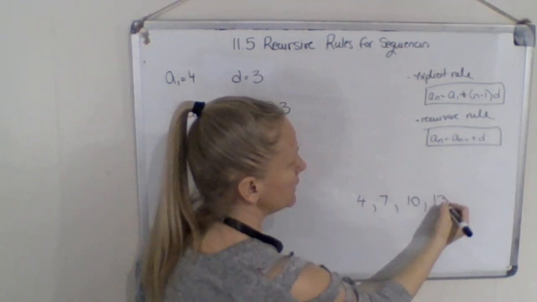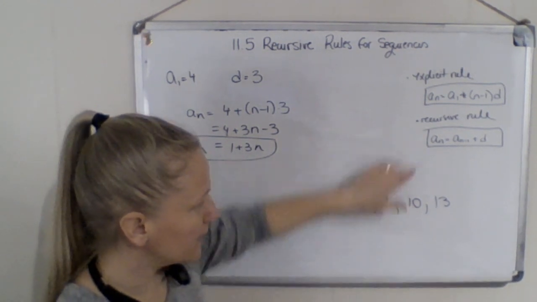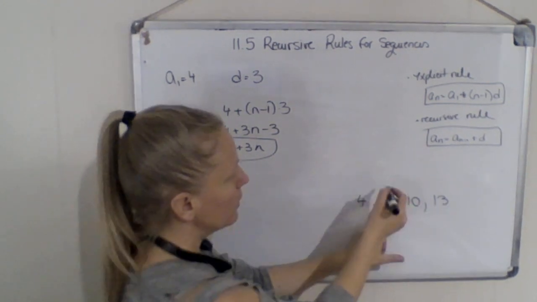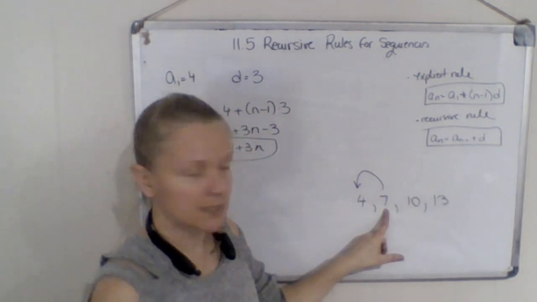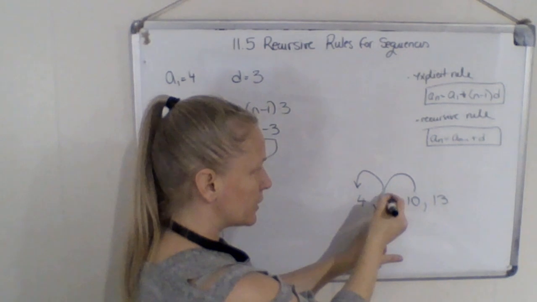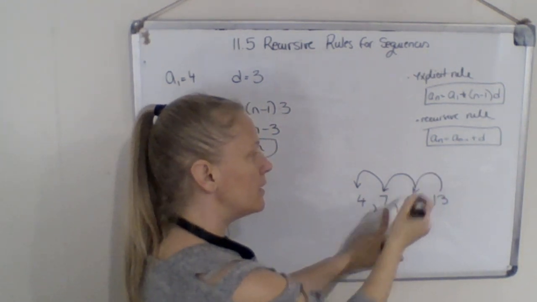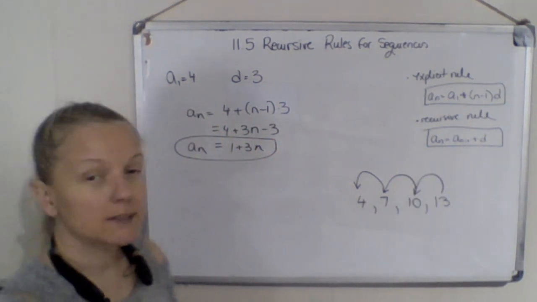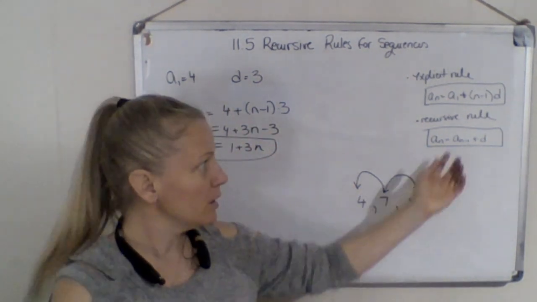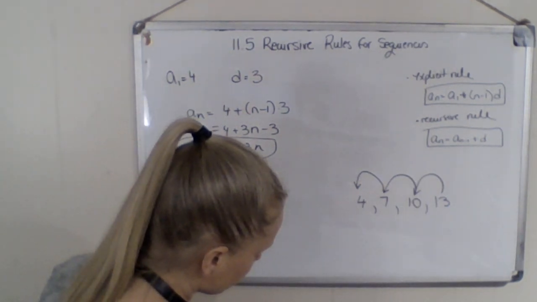My next one will be 13, which means I can write the recursive rule saying this term will always be the previous term plus the difference every single time. This one will be the term in front of it plus the difference. This one will be the term in front of it plus the difference. So my rule for this case would be a_n equals a_(n-1), the previous term, plus whatever my difference is. So let's go ahead and replace what we know.